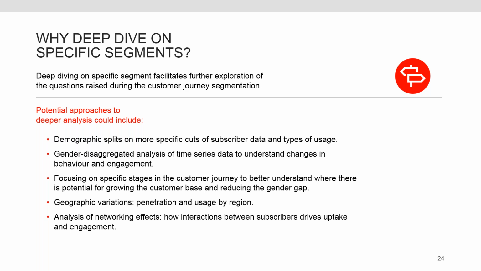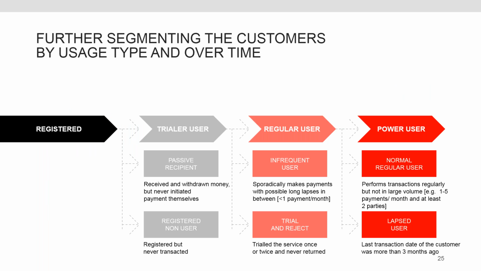A more specific one would be to look at the geography, to map your users across your country, to look at penetration and usage by region, and also to map that by different user categories. A final point is around networking effects, to visualize how interactions between different subscribers motivates them to become more actively engaged, and I'll get into that a little bit more later on.